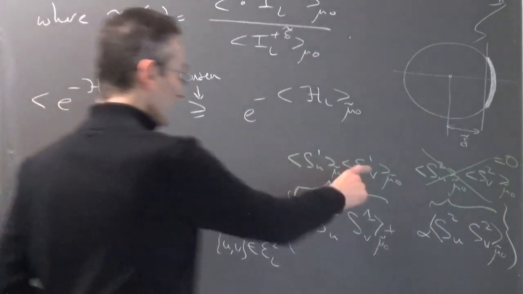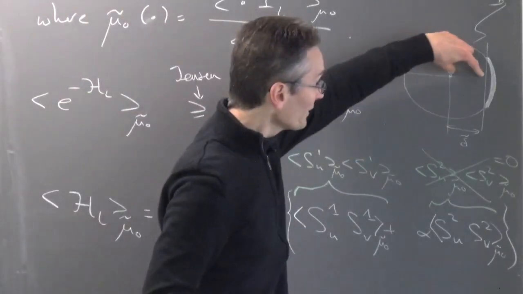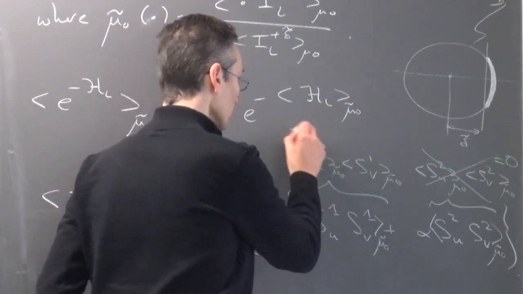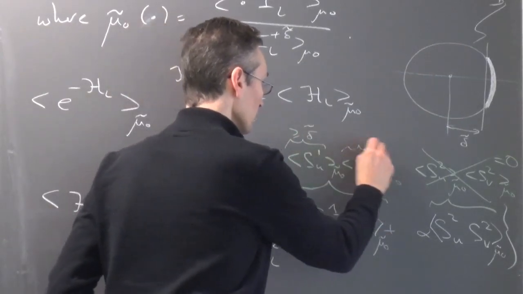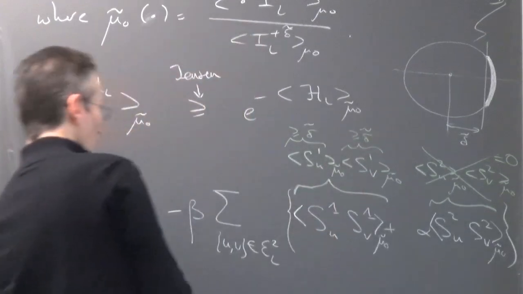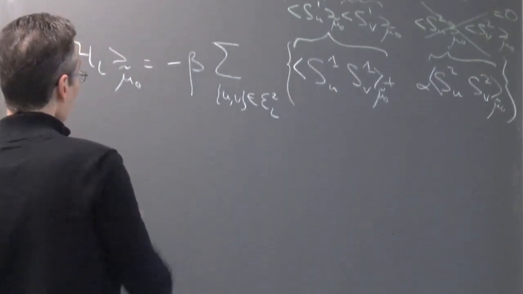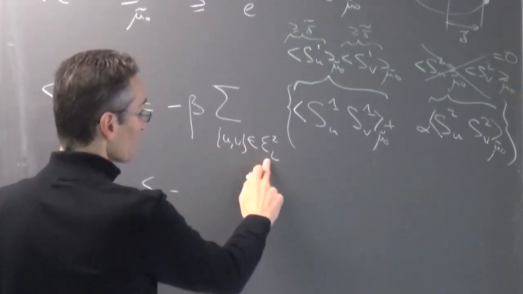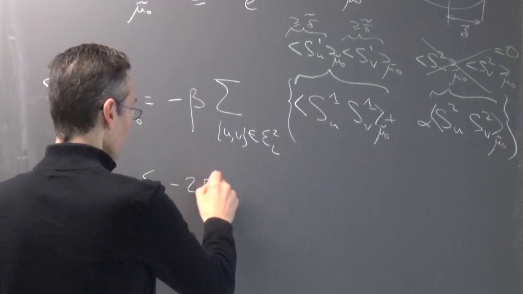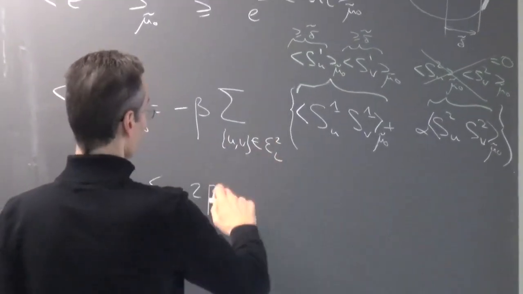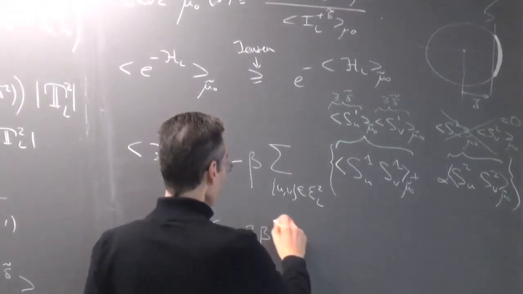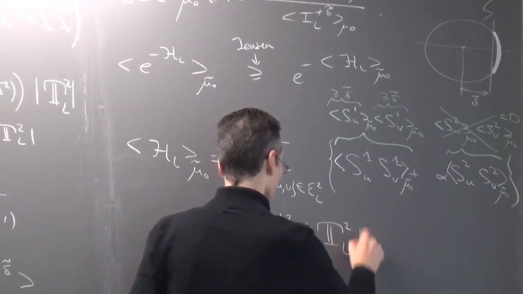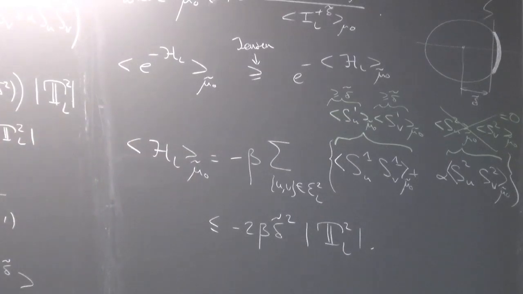And what can I say about these guys? Well, they are all at least equal to delta tilde. Each of them is at least equal to delta tilde. So this is larger than delta tilde. So what I conclude is that the expected value of the Hamiltonian is smaller than minus, again, the number of edges, which is twice the number of vertices of the lattice, of the torus. So it's 2 beta delta tilde squared times the size of the torus. Okay, that's for this term.